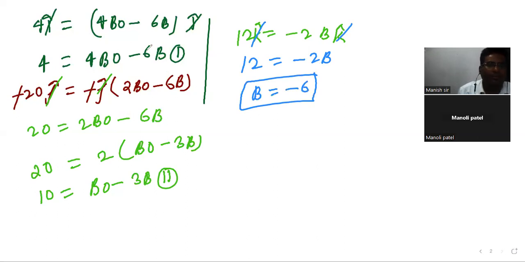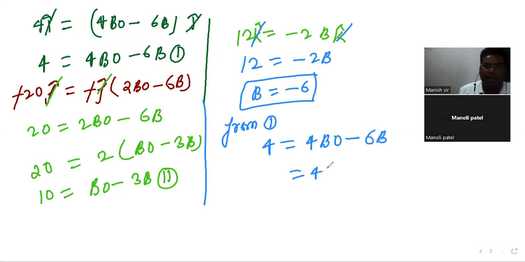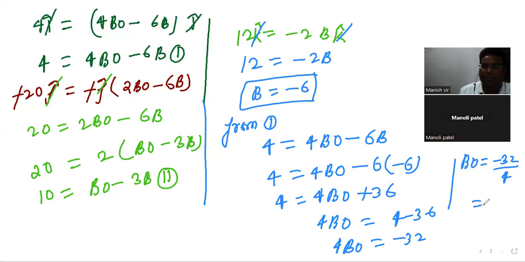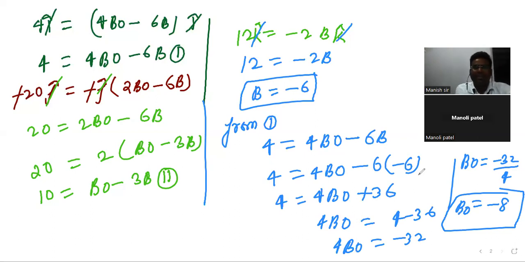Now put this in the first equation. What is 4 equal to 4b naught minus 6b. Now put the value of b, minus 6: 4 equal to 4b naught minus 6 times minus 6. So 4 is equal to 4b naught, minus minus plus 36. So 4b naught is equal to 4 minus 36, so it will be minus 32. So b naught will be equal to minus 32 upon 4, which comes out to be minus 8. So we have calculated the value of b and b naught.